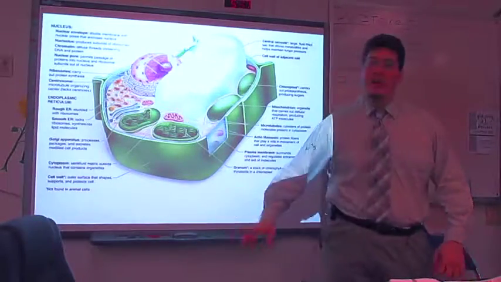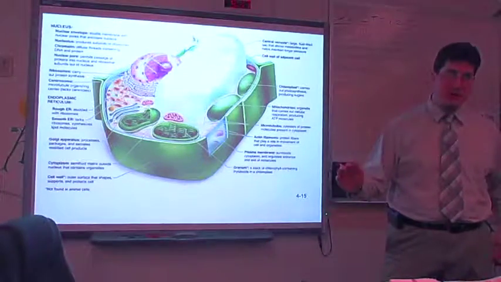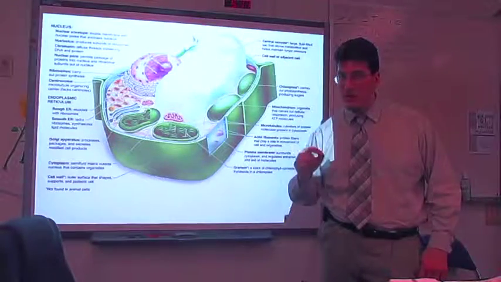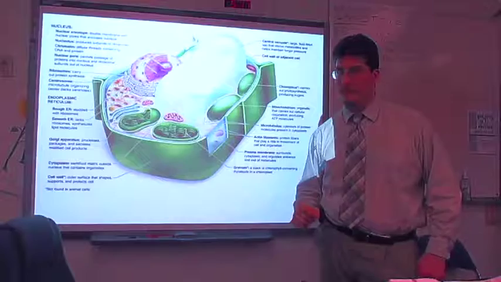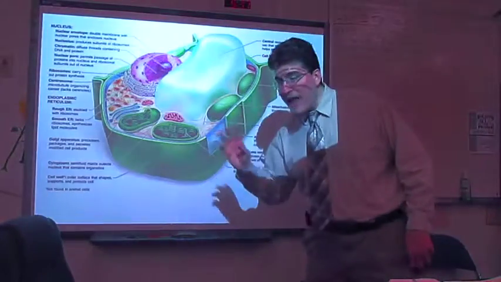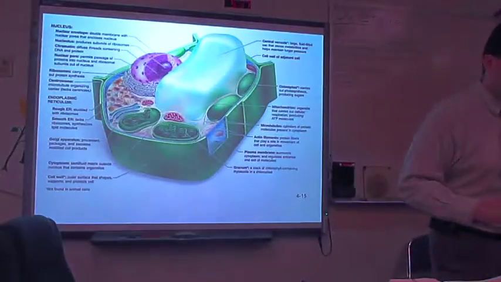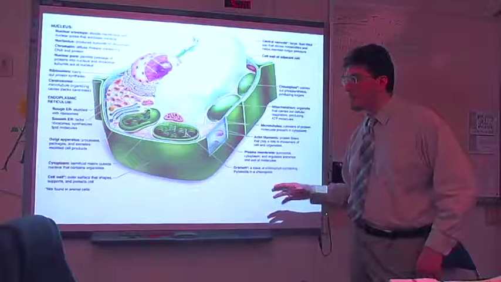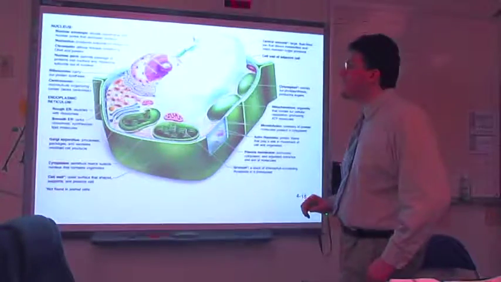The cell wall is freely permeable to water. It forms an outer protective surface that is rigid in structure and supports and protects the cell. You do not find cell walls in animal cells.